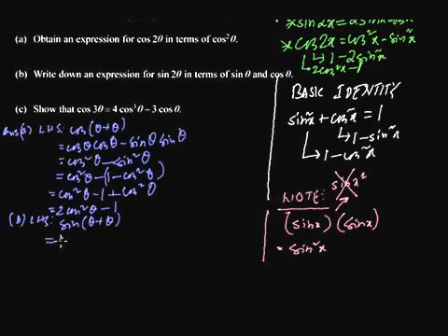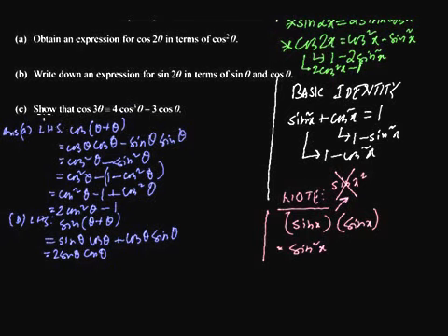So this is going to be sine theta cos theta plus cos theta sine theta. Of course it's the same thing, sine cos or cos sine, they're the same thing, so if we add it, it will become 2 sine theta cos theta. So this is also expressed as sine theta and cos theta.